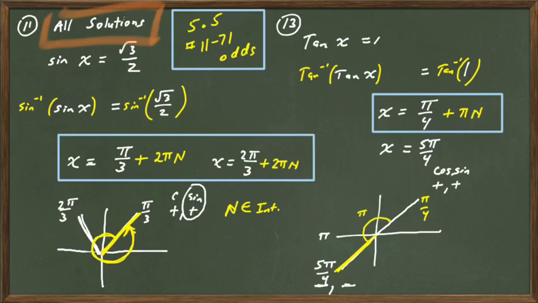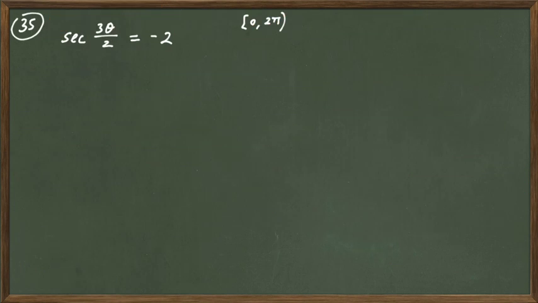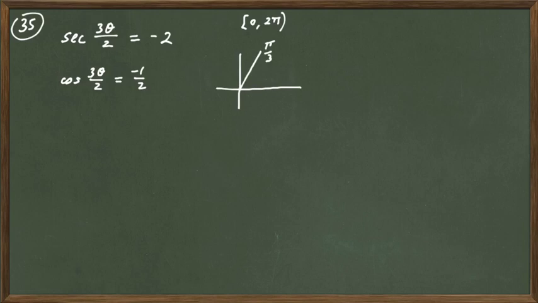Okay, let's look at 35. 35 is 0 to 2 pi. Secant is the reciprocal of cosine. So I could write it as a cosine, as long as I do the reciprocal. The cosine of what angle is 1/2? I believe the cosine of pi over 3 is 1/2.